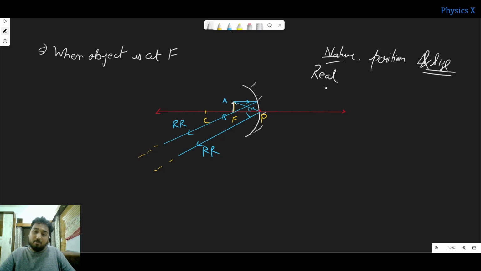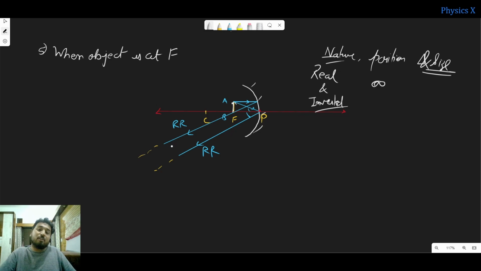Why real image? Because these reflected rays will be meeting somewhere on the reflecting side, the observer side. That is why we will say that this is a real image. That is why it will be an inverted image. So we will call it real and inverted in nature. Now the position of the image is obviously at infinity, because these rays are meeting at infinity.